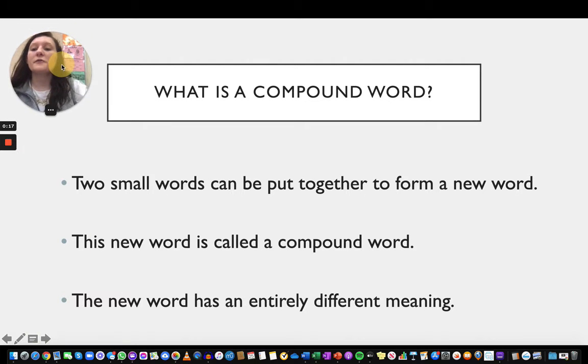All right, so first off, we need to know what is a compound word. A compound word is two small words that can be put together to form a new word. This new word is called a compound word, and the new word has an entirely different meaning from the two words when they are separate.